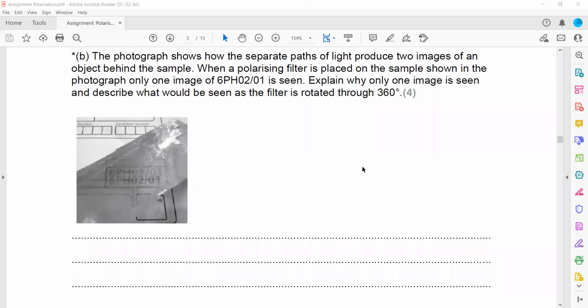Then the photograph shows how the separate paths of light produced two images of an object behind the sample. As you can see, when a polarizing filter is placed on the sample as shown, only one image is seen. Explain why only one image is seen and describe what would be seen as the filter is rotated through 360 degrees.